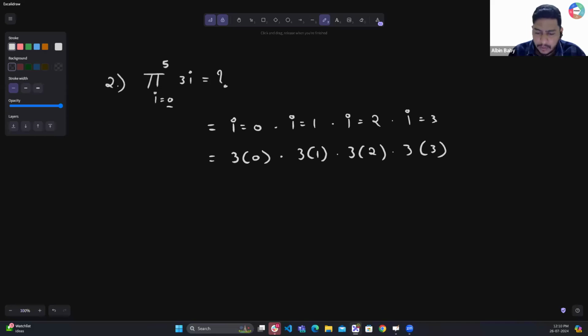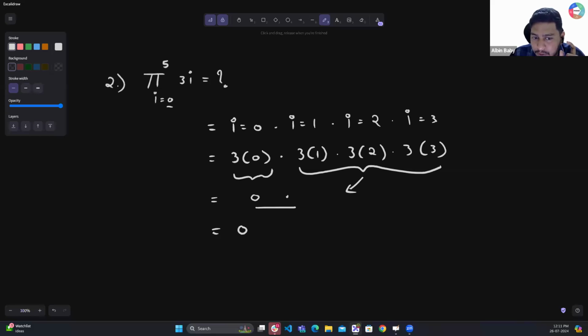So what is 3 into 0? What is 3 into 0? Exactly, that will be 0. So anything multiplied by 0, no matter whatever value the rest gives, anything multiplied by 0 at the end becomes what? 0. So the answer for this is 0. Got it? Anything multiplied by 0 becomes 0.